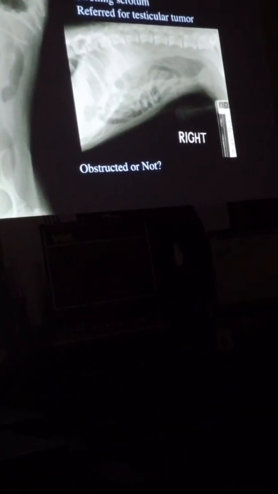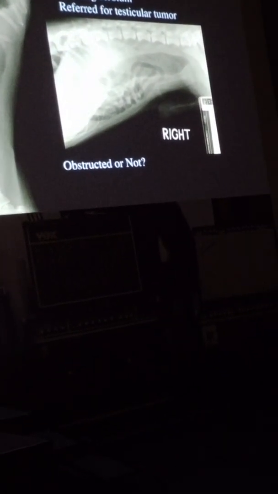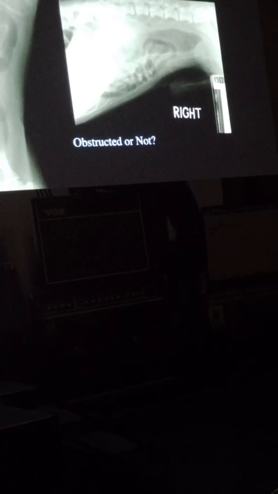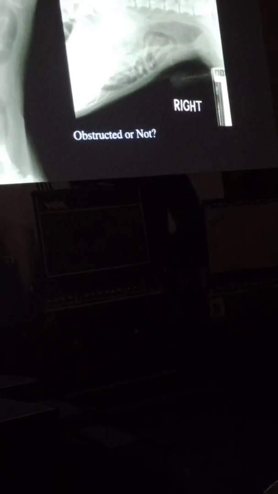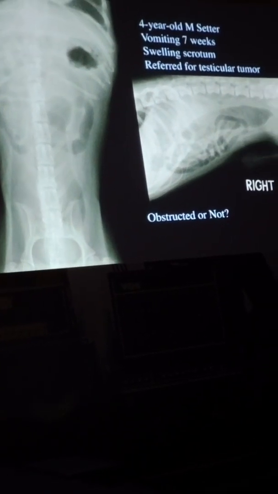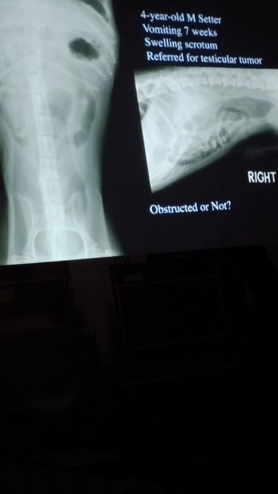All right, here's another good one. 4-year-old male setter, vomiting for 7 weeks. It's presented to us because they refer it for a testicular tumor. It's got a swelling, its scrotum is very, very large. So it's been sent to me to image the animal looking for metastatic disease. So here's vomiting. And I looked at the abdomen.